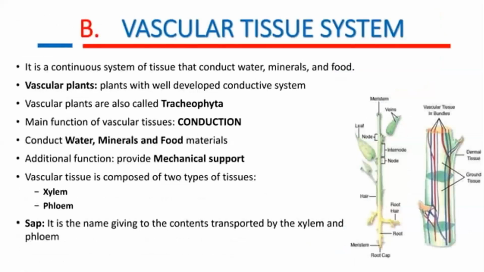The main function of these stomata is gas exchange. So this is about the epidermal tissue system. Next is the vascular tissue system.